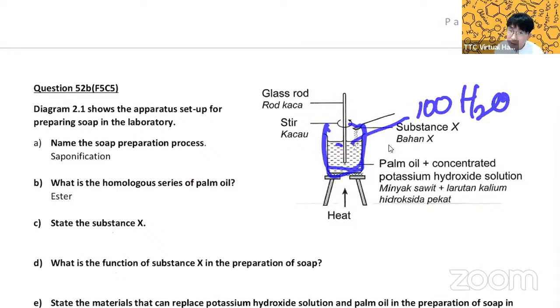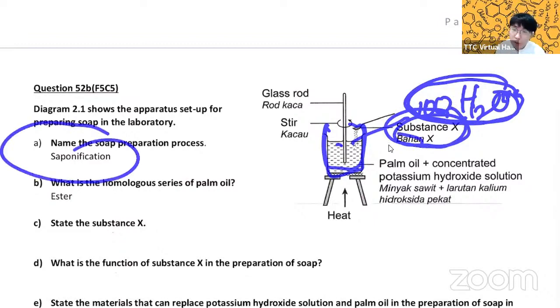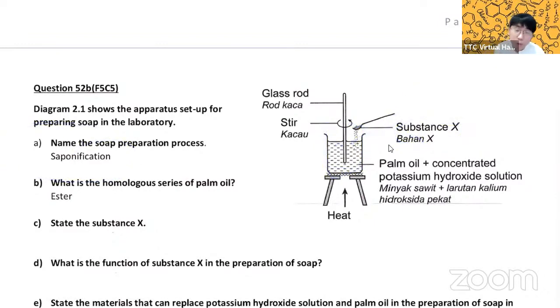He can only dissolve 100 particles. So what we do is we add something that is very soluble so that it will dissolve with the water, making the water not free. So the water will be like, I dissolve the one that is easy to dissolve, I don't dissolve you already. So it will dissolve this substance X instead of the soap. So the soap never gets dissolved. It turns into a solid.